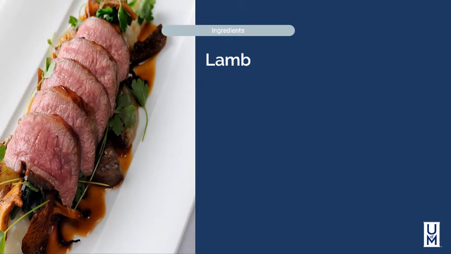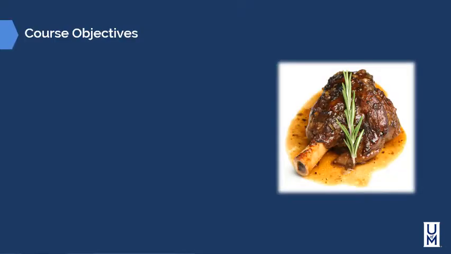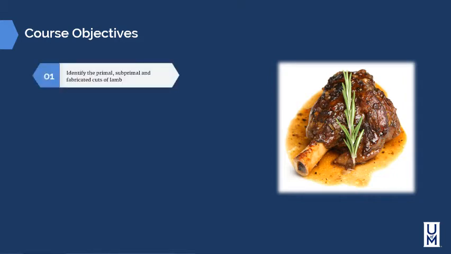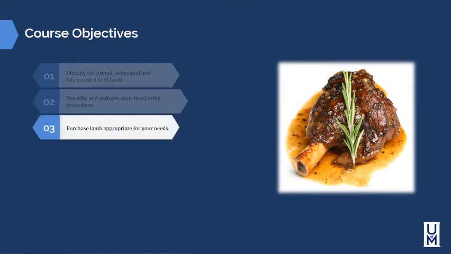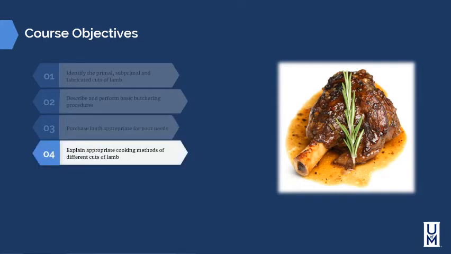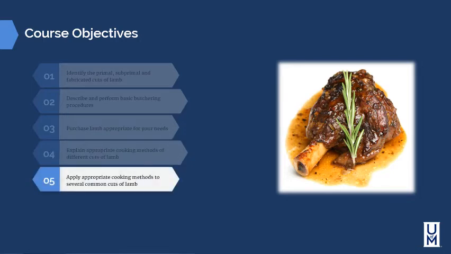In this module, we're going to discuss lamb, one of the earliest domesticated animals for meat production. The course objectives will be to identify the primal, subprimal, and fabricated cuts of lamb, describe and perform basic butchering procedures, purchase lamb appropriate for your needs, explain appropriate cooking methods of different cuts of lamb, and apply appropriate cooking methods to several common cuts of lamb.